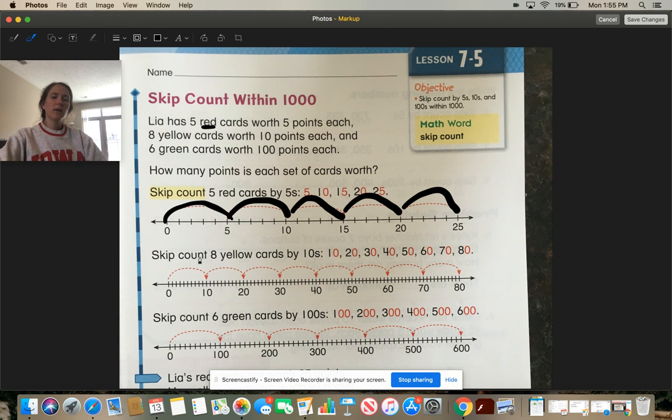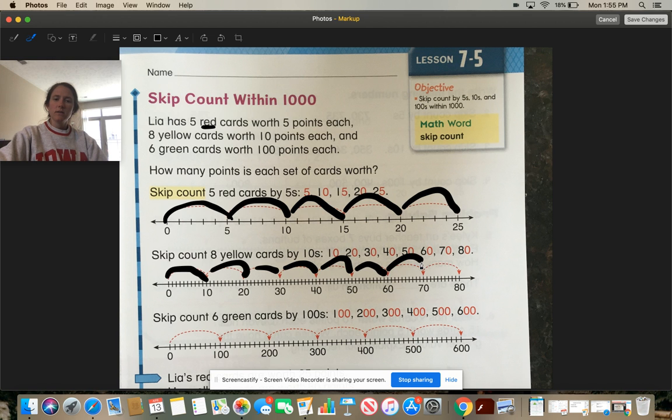Now skip count 8 yellow cards. So she has 8 yellow cards worth 10 points each. So we're counting by tens. 10, 20, 30, 40, 50, 60, 70, 80. So I just did 8 frog hops and I skipped by tens, and now I'm up to 80.